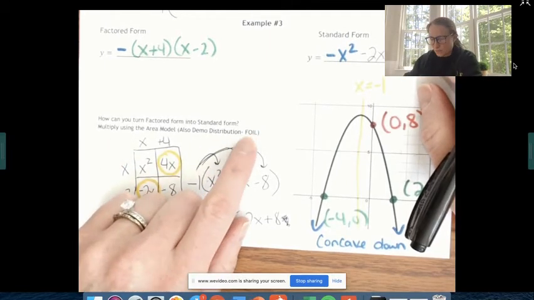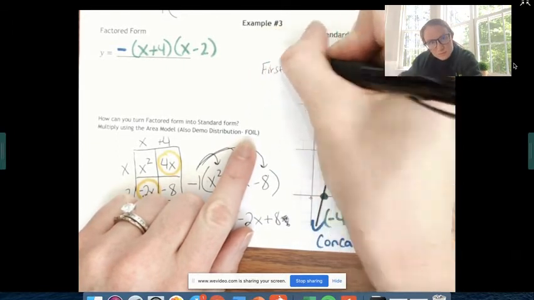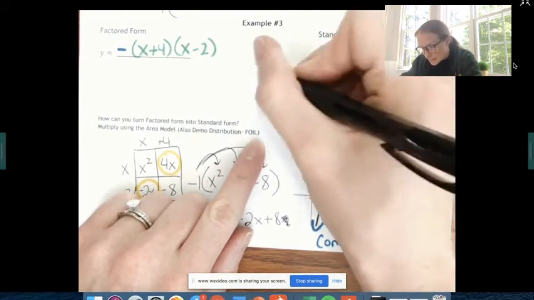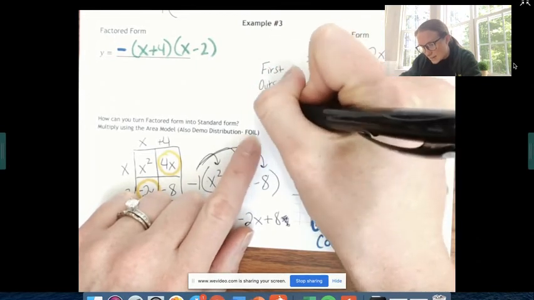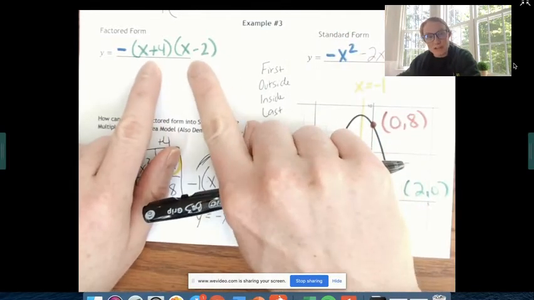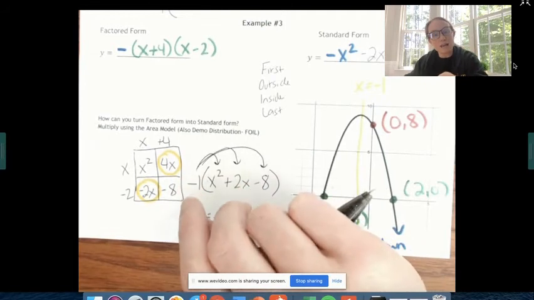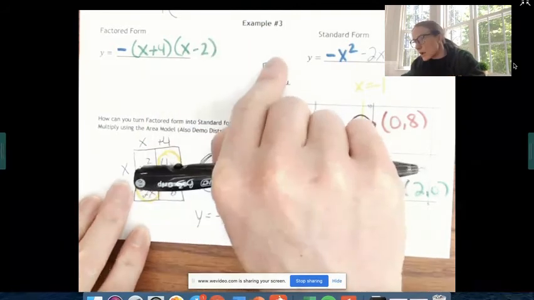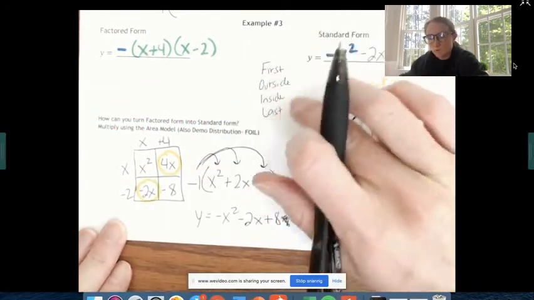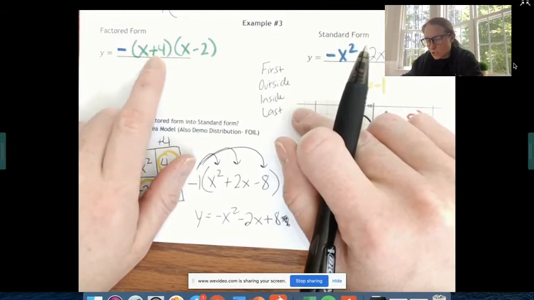So FOIL is an acronym. F stands for first, O stands for outside, I stands for inside, and L stands for last. So FOIL is one way that you can multiply a binomial times a binomial. Now, my preference is to use this area model because it keeps my work organized, and it works if I have a monomial times a trinomial, or any sort of fancy multiplication. This only works for 2 terms times 2 terms, but some people really like it, so I'm going to show it to you.